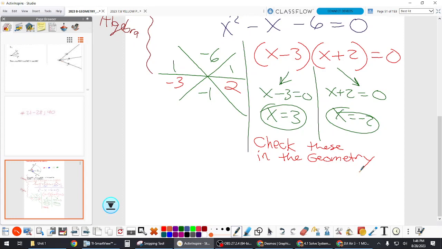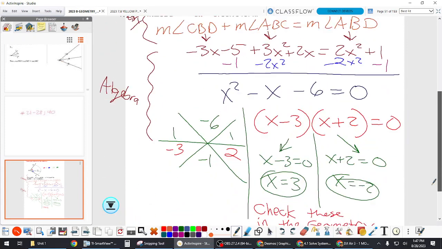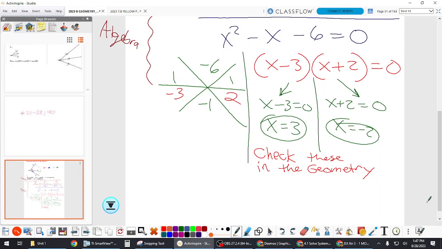Well, what do I mean by check them in the geometry? If we go back to the original problem, we need to see if those answers make these angles realistic. We can't have unrealistic answers. Okay? Which of these two do you think will be wrong, if there is one? Which one does your gut tell you?